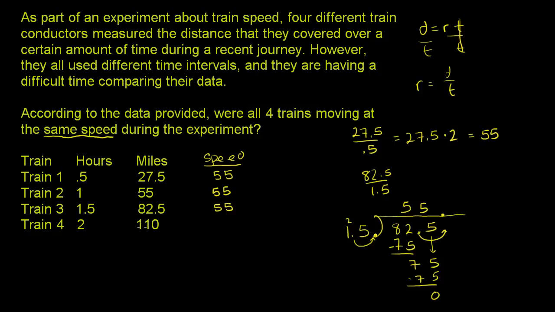And then finally, 110 miles in 2 hours: 110 divided by 2 is 55. So they did indeed all move at the same speed during the experiment.